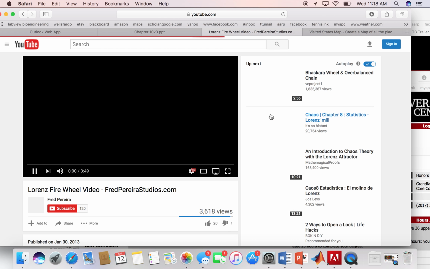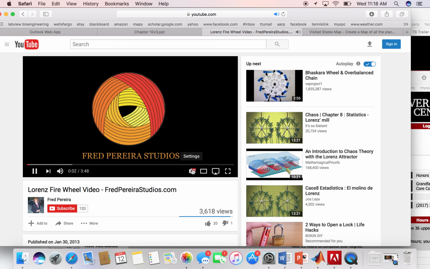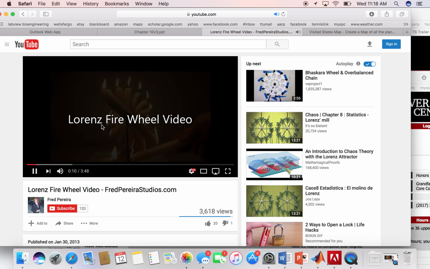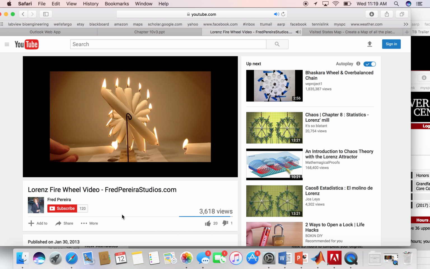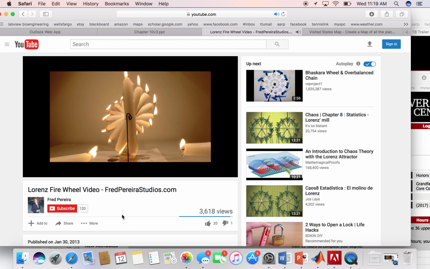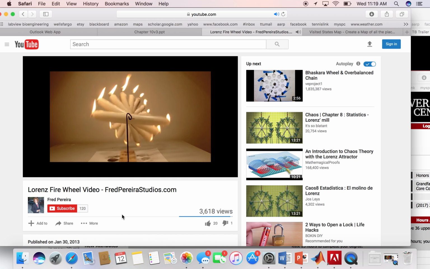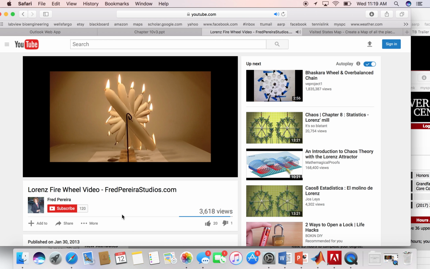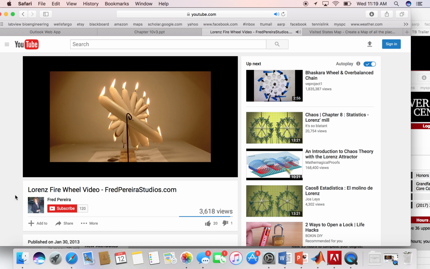We probably have some others here. I haven't looked at this one yet. This is, I guess, the Lorenz fire wheel. Lorenz is a classic chaotic system. We have some candles here, and based on how much wax drips off of each candle, the weight distribution of this rotational system will change. The way the rotation goes, both the position and the rotation velocity, are changing, and they're fairly random, or appear to be random.